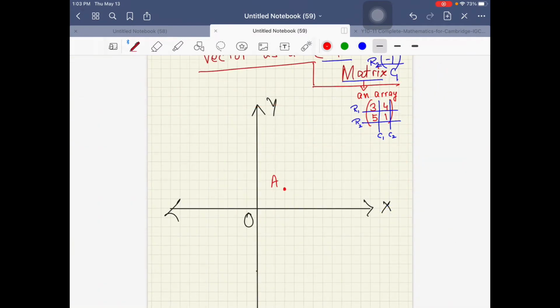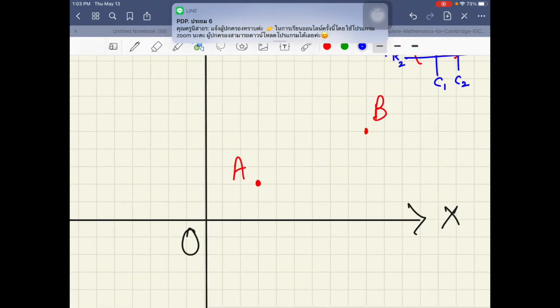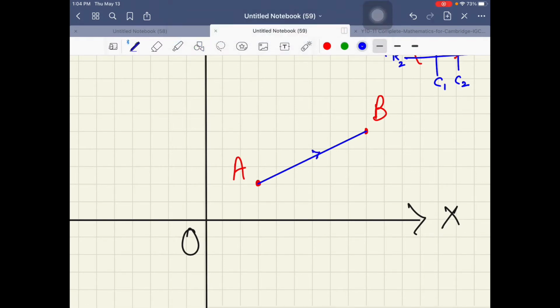And somewhere, suppose here is point B. I draw a vector from point A to point B. It is like this. So this is a vector. I want to represent this vector from A to B, meaning vector AB, as a column matrix. That's the target. In vector AB, A is the initial point, we discussed earlier, and B is the final point.